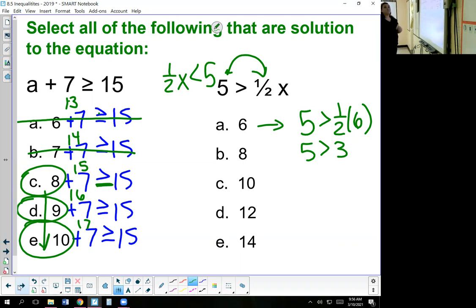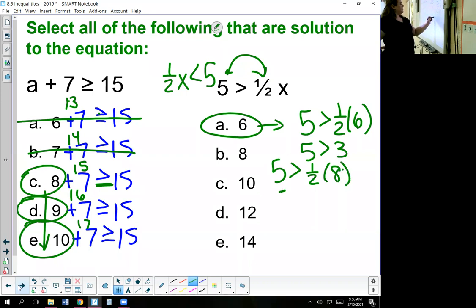You can flip it around if you want the variable on the left-hand side, but you have to flip the sign around. Otherwise, you're saying the wrong statement. So I'm going to read it as specifically the way it says. So this one, yes, is true, because 5 is greater than 3. If I take 5 and I take greater than half of 8, is 5 greater than 4, because half of 8 is 4? That is also true.